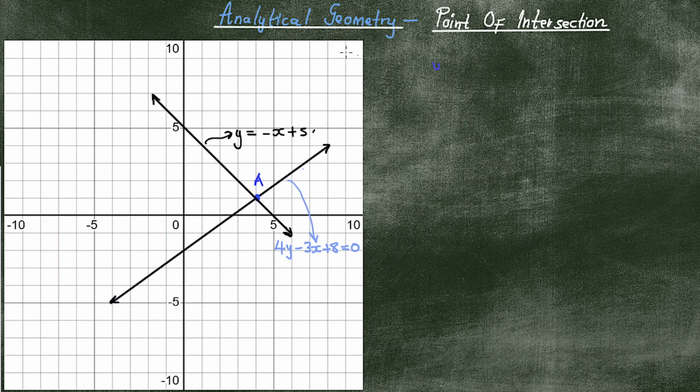Take the first equation. Y is equal to minus x plus 5, equation 1. Then we have 4y minus 3x plus 8 equals 0, equation number 2.